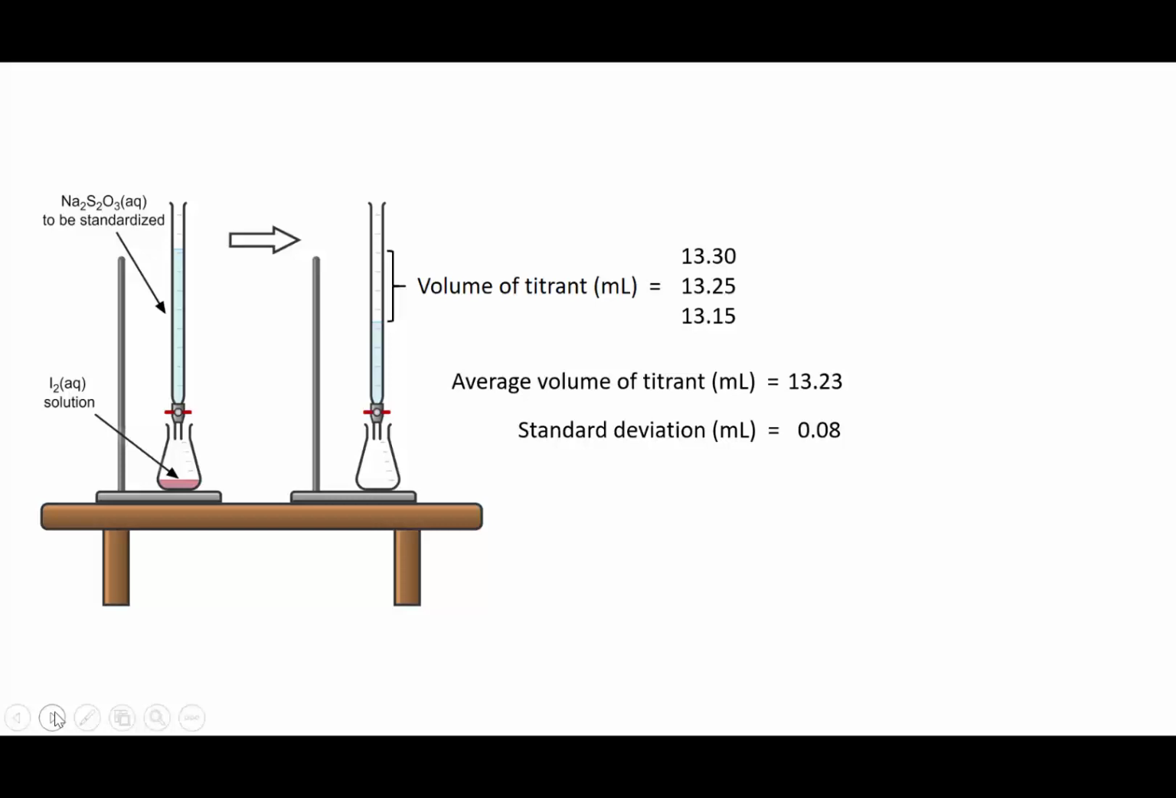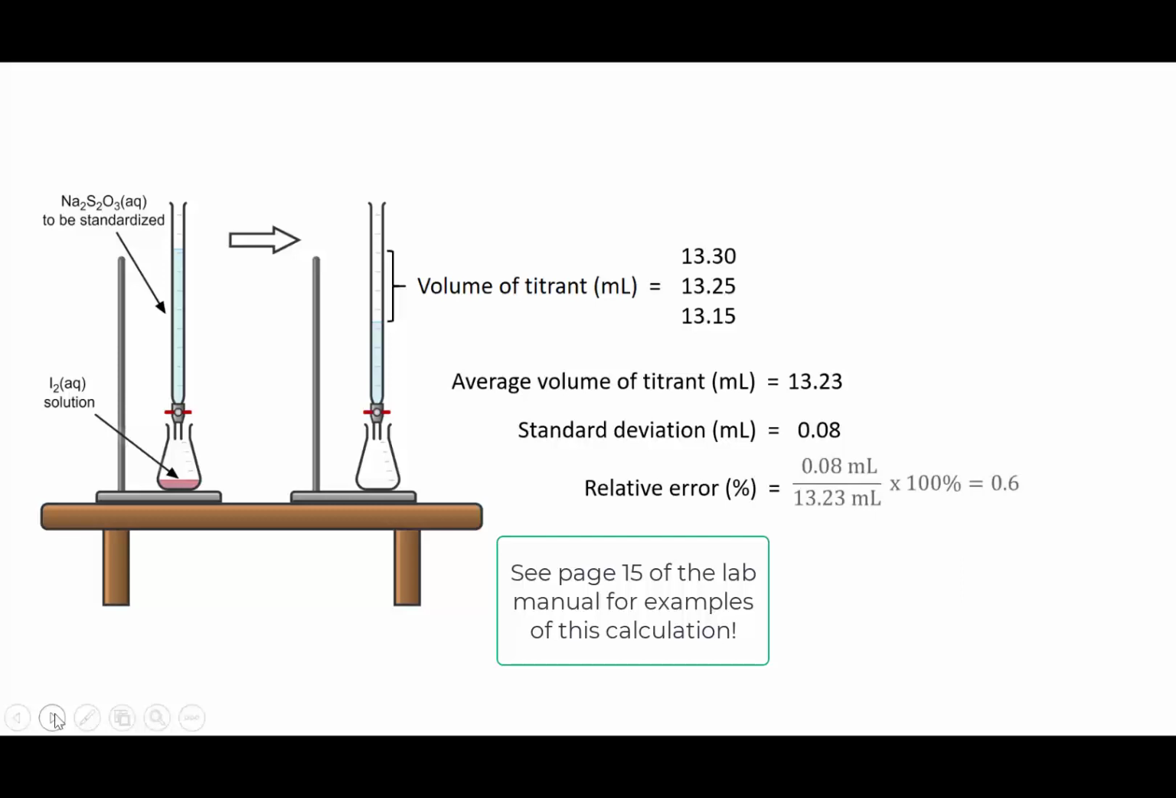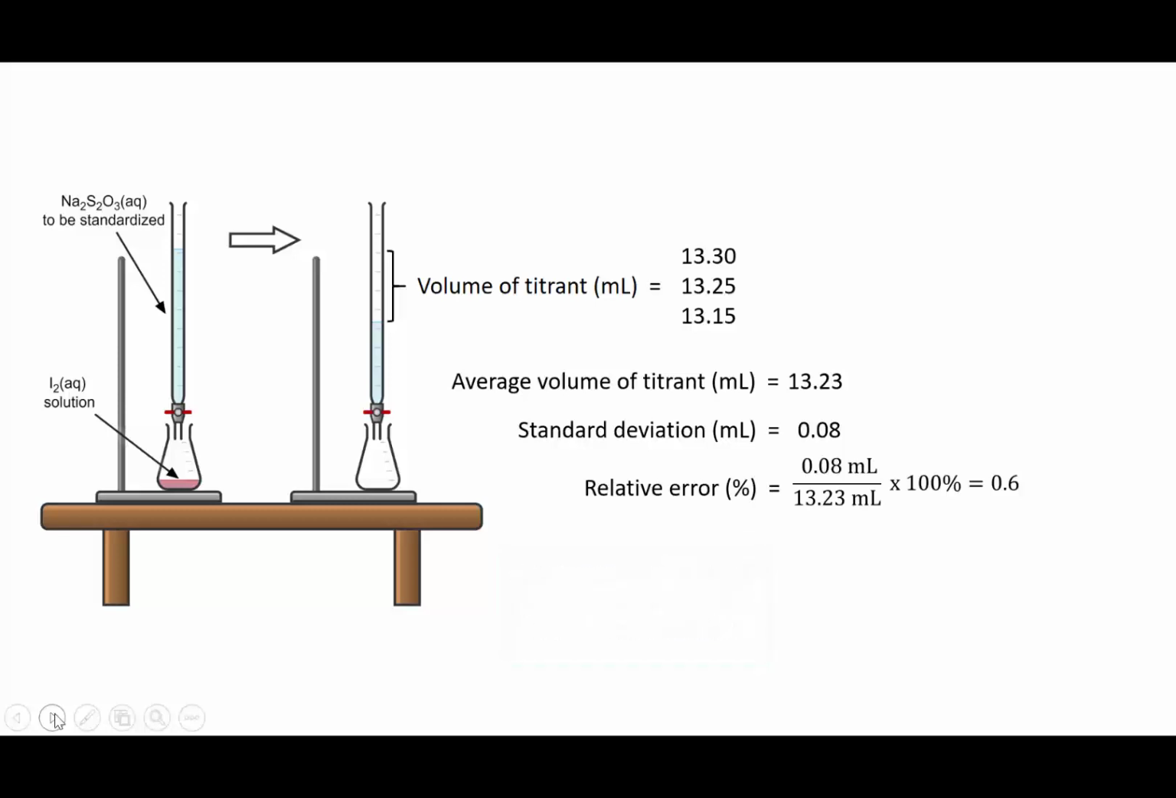Now, because I'm going to use this mean in a further calculation, I need to know what the relative error is. So the standard deviation is an absolute error. I need to change this absolute error into a relative error. Therefore, I'm going to take that standard deviation and divide by the mean times 100%, which gives me 0.6. That's 0.6%. I will use that in subsequent calculations.